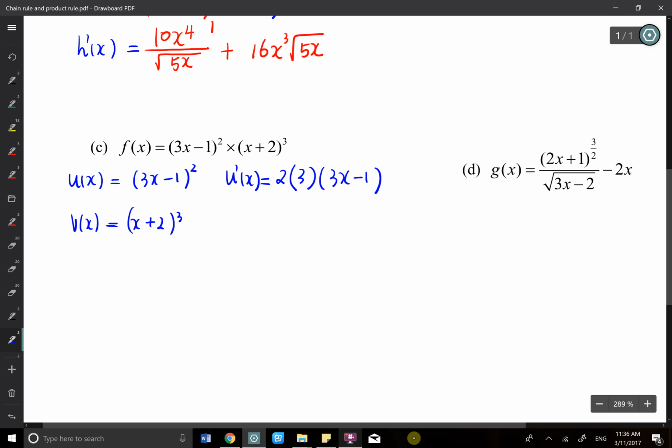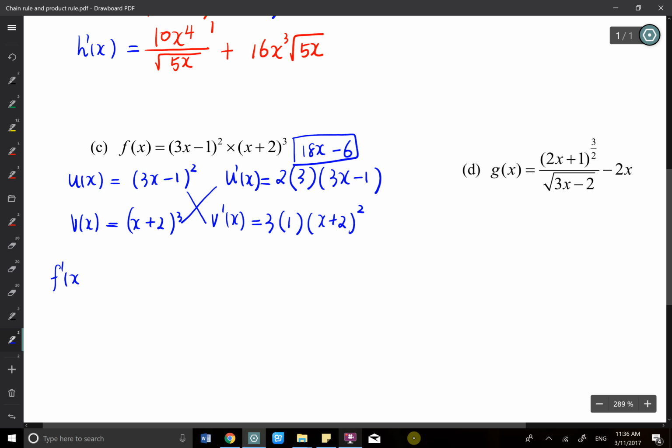What that equals is a 6, that's 18x minus 6. If you simplify it, that's 18x minus 6, since 6 times 3 is 18, 18x and minus 6. And then v dash x equals 3, and then the derivative of the inside is 1, times (x plus 2) to the power of 2. Bring the power down, derive the inside, and then reduce that power by 1. So we'll cross multiply them and add them together.